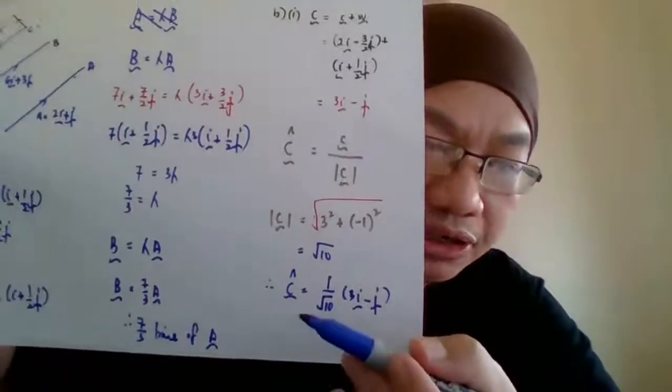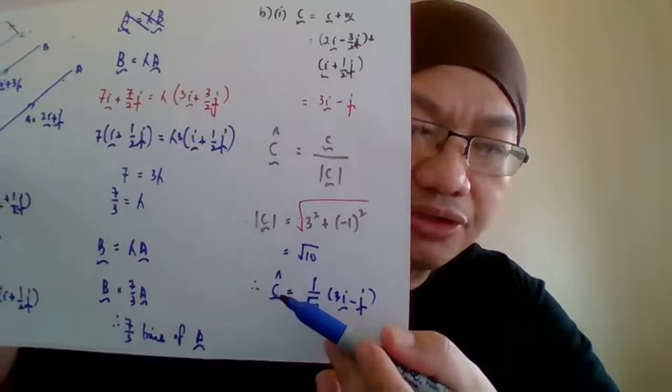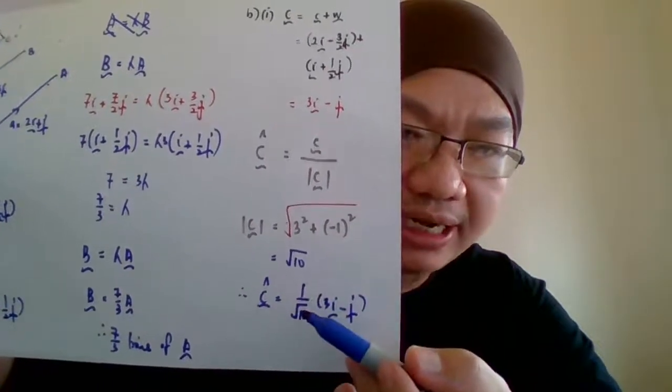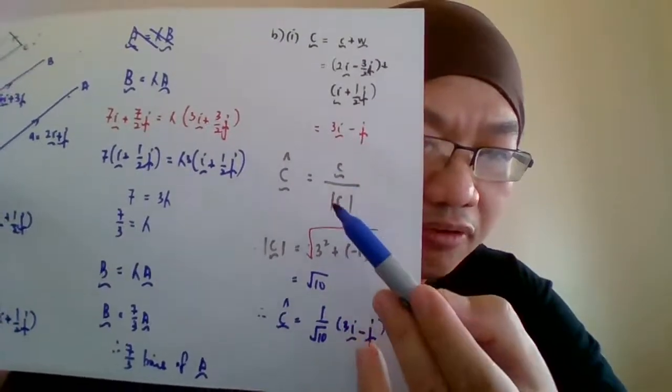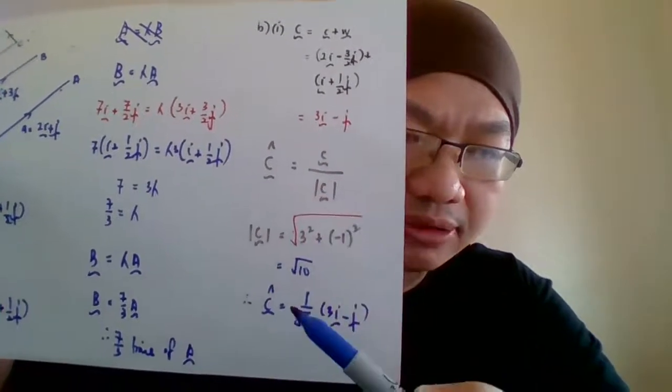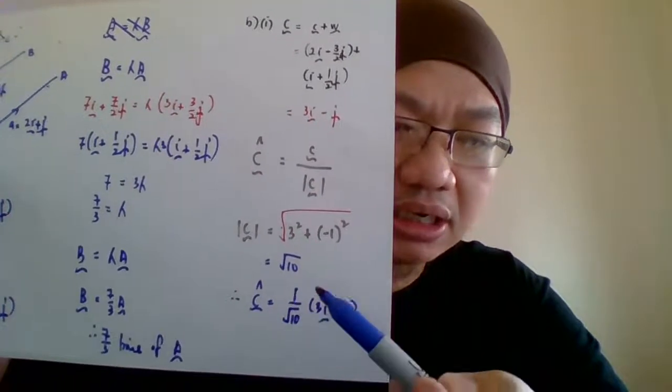Okay, this is your vector unit. The vector unit equals 1 over root 10, which is this one. Why 1 over root 10? Because it is 1 over the magnitude. That's why I put 1 over root 10.